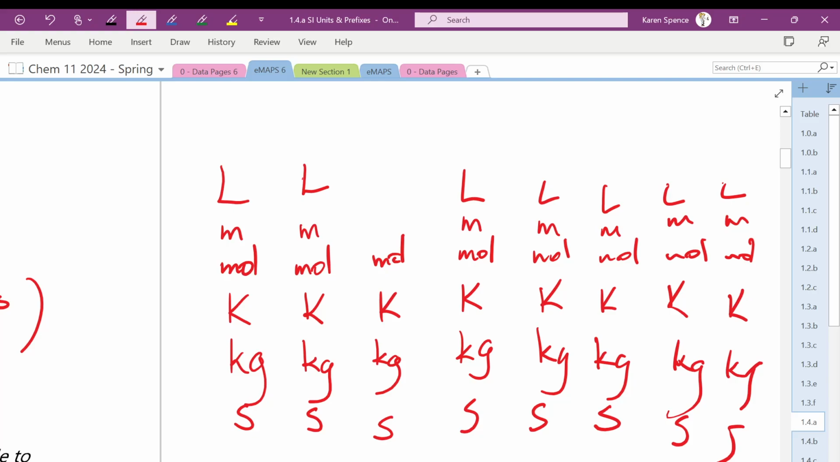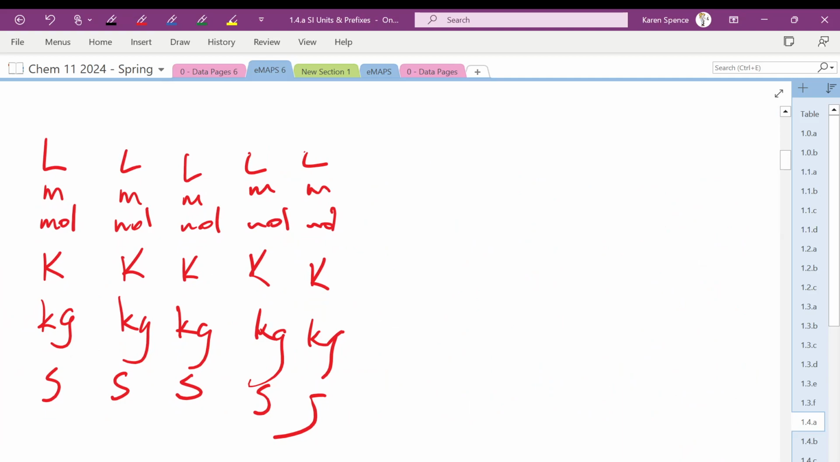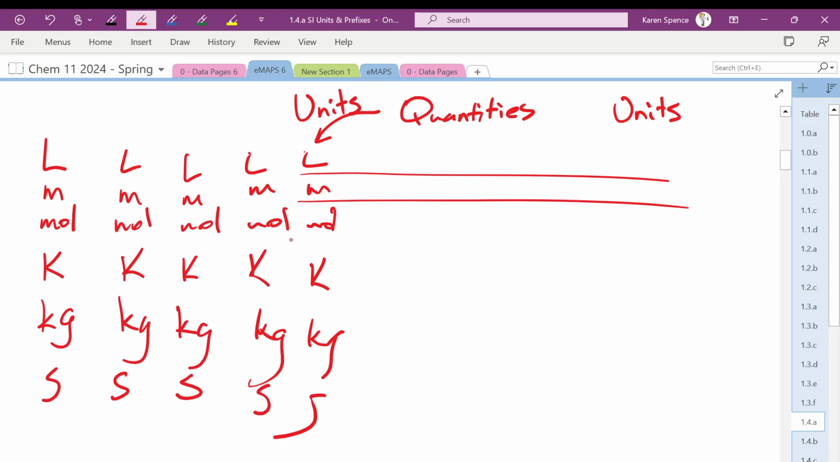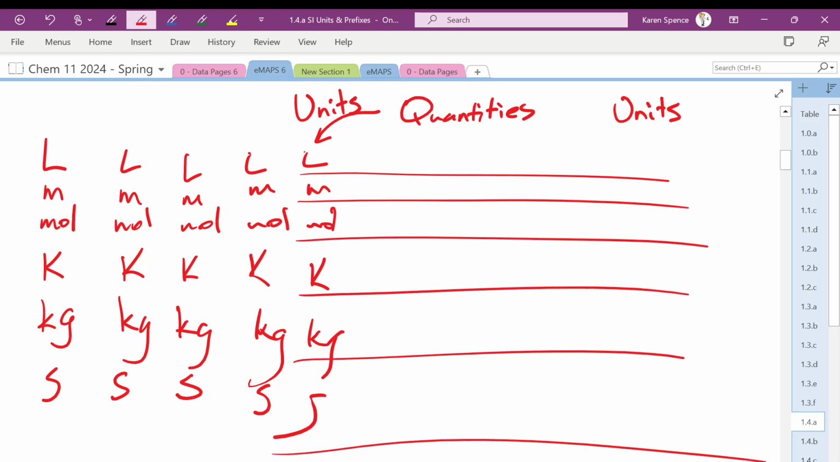Very nice. Give yourself a hand. Okay, now, are these things here that I've written down, are those the quantities, or are those the units? Those are the units, okay? What I would like you to do is tell your partner if you can tell me the quantity that goes with each of those units.